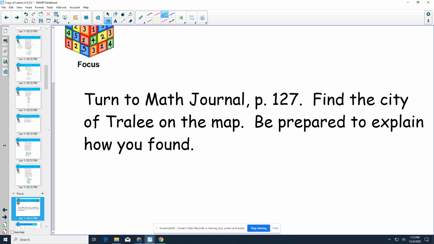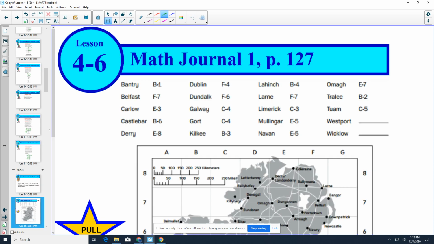Okay, now at this point, go ahead and pause and turn to Math Journal page 127. Find the city of Tralee on the map. Be prepared to explain how you found that. So again, pause, and see if you can find that on the map.